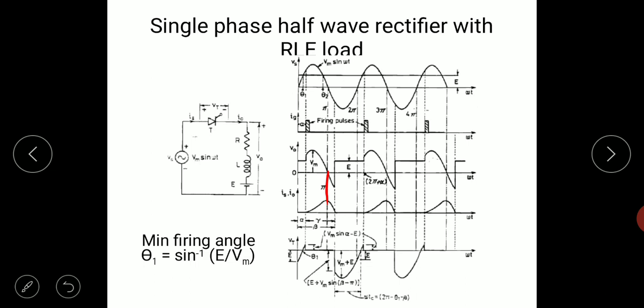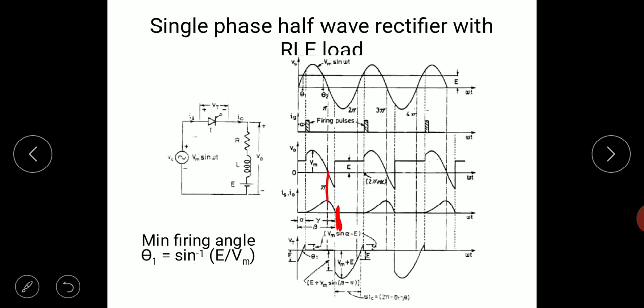So it will continue to conduct till this instant, that is called the beta instant, angle of extinction. At this instant, the current has become zero, and you can see in the first waveform that the supply is now negative. Current is zero, voltage across thyristor is negative. That means now the SCR will get commutated.